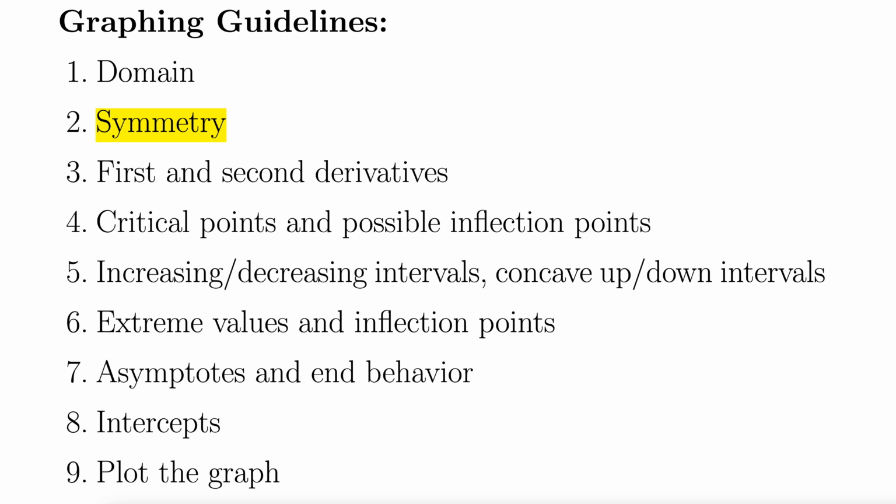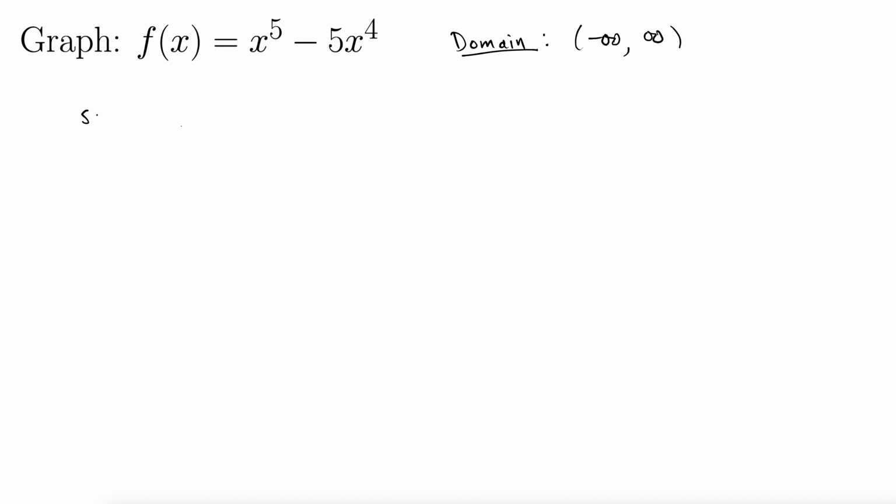Step 2 is symmetry. So recall that for symmetry, we plug in negative x in f of x and see what happens. So here we go. Let's try it out, f of negative x. If we get f of x back, it's even. And if we get negative f of x back, the exact same function, but we can pull a negative all the way out to the front, it's odd. Otherwise, it's neither. So let's see what happens in our case.